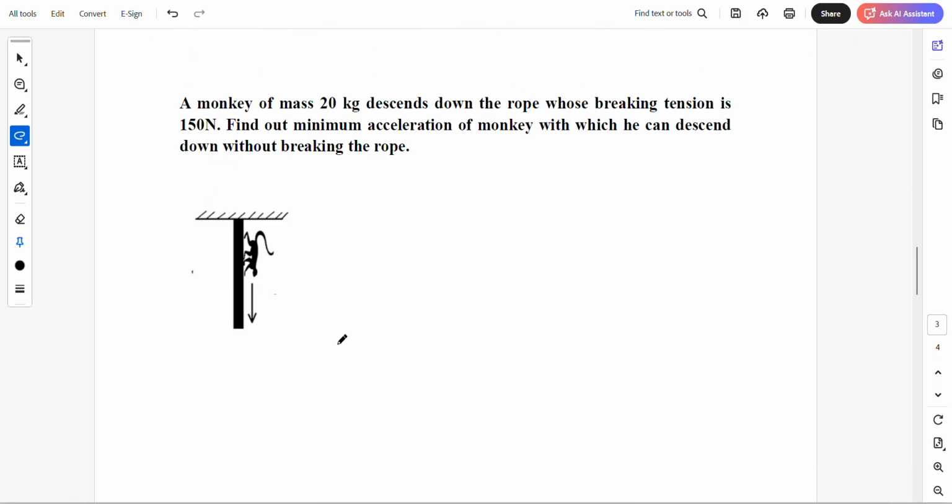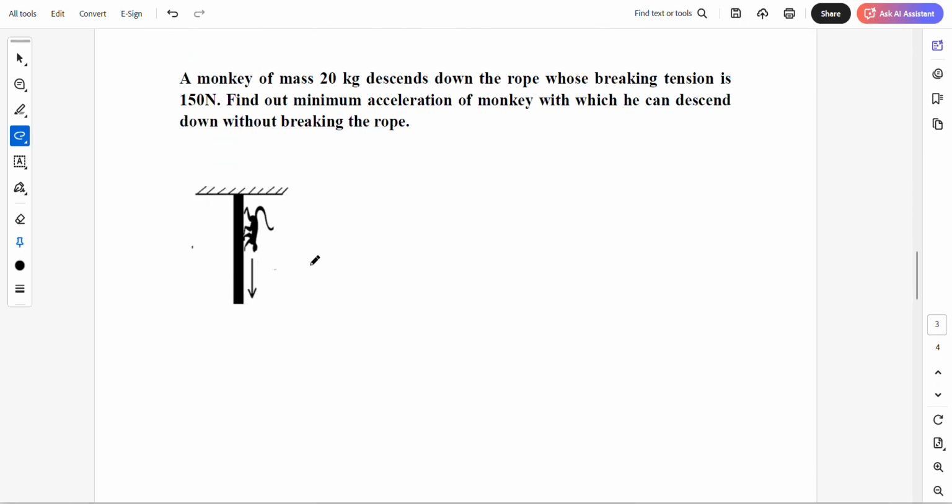Next problem we will take. Now a monkey of mass 20 kg is descending down. It is coming down now. Tension will always be up only. And they have given the braking tension, TB is equal to 150 Newton. How much will mg be? Mg will be 200 Newton, because 20 into 10 is 200 Newton.